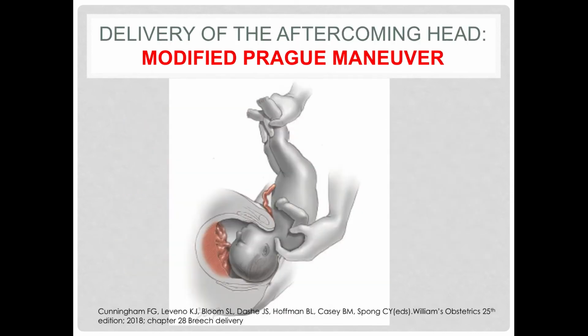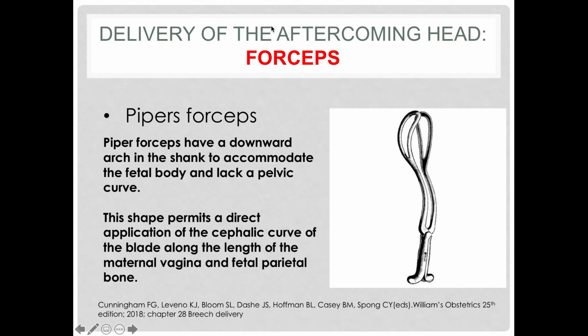The next maneuver is the modified Prague maneuver. This maneuver is done when the back of the fetus fails to rotate to the symphysis, or you have a back down fetus, or you have a fetus that is facing up. With this maneuver, two fingers of one hand are grasping the shoulders of the back down fetus from below, while the other hand will draw the feet up and over the maternal abdomen. The next method will be forceps.